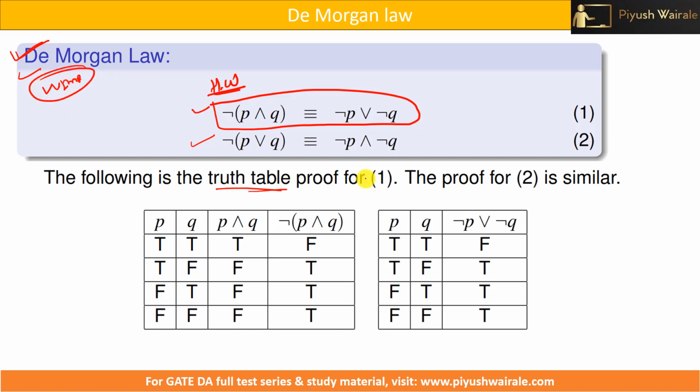The following is the truth table proof for one. Here you can see the proof, T, T, T, F, F, T, and for each of the cases we have given the truth table. Now, if you observe this column and this column, they are both identical, right? Then we can say they are equivalent. Both expressions are equivalent to each other. Similarly, we can prove rule number two. This is the solution for your previous homework question, so try to compare with your solution.